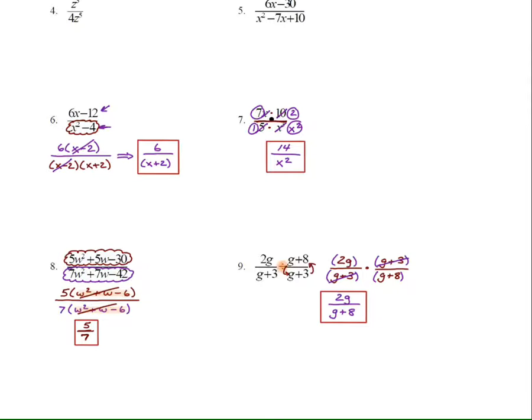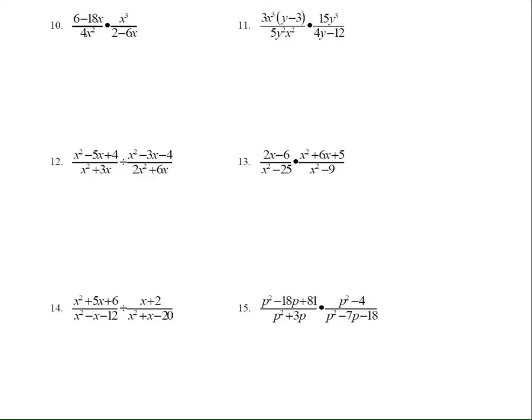For number 10, we are going to factor each part as much as possible and then see if and what reduces. So the 6 minus 18x and the 2 minus 6x, those two are both binomials that share a greatest common factor. So if I factor 6 out of the first one, I would get 1 minus 3x. So I have 6 times that over 4x squared times, and then the x cubed stays x cubed, but the bottom, if I factor out a 2, I get 1 minus 3x as well.